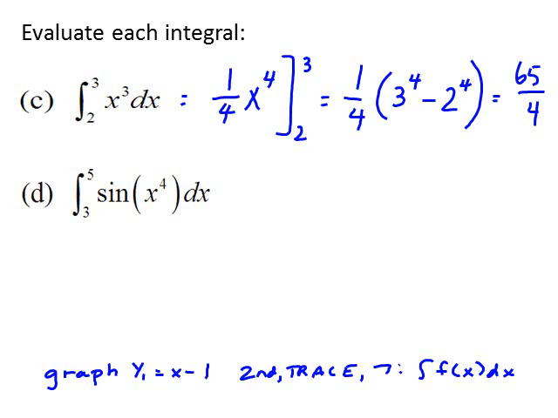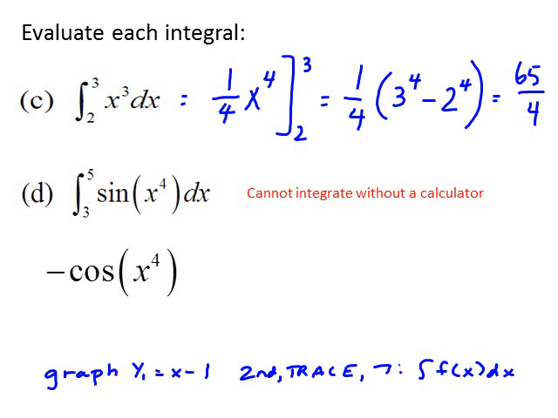In part D, we don't know how to integrate sine of x to the fourth without a calculator. The function negative cosine x to the fourth would not be an antiderivative because we would need to use the chain rule to find this derivative, and the necessary 4x to the third is not present in the integrand. Negative cosine x to the fourth divided by 4x to the third also would not work because we would have to use the quotient rule to find its derivative, and this would not come out to sine x to the fourth.